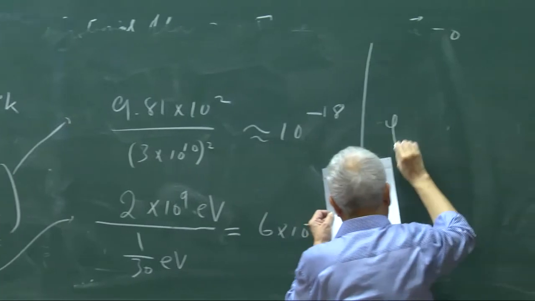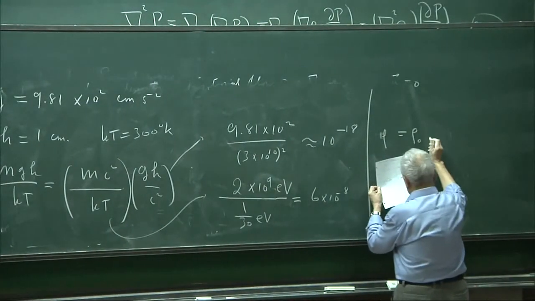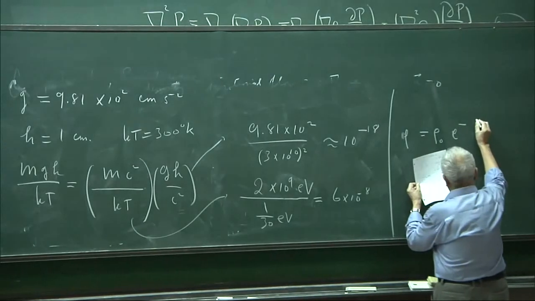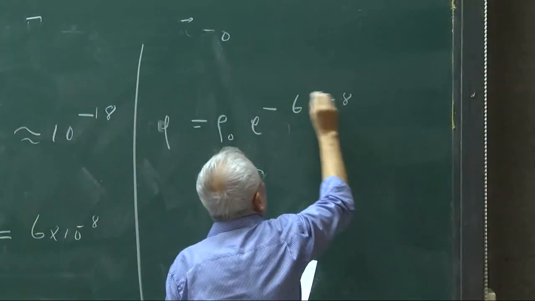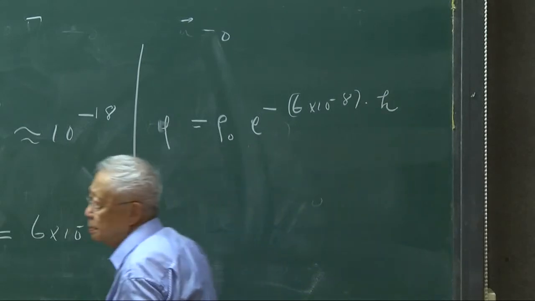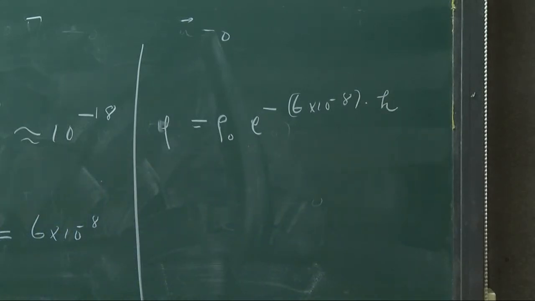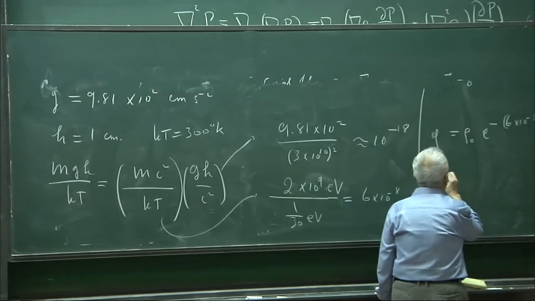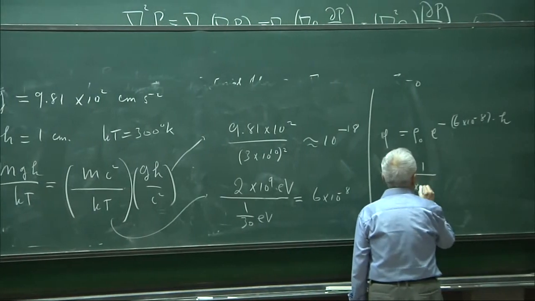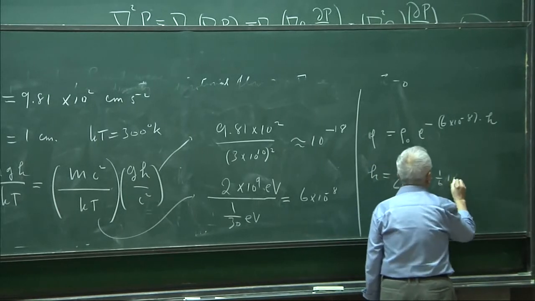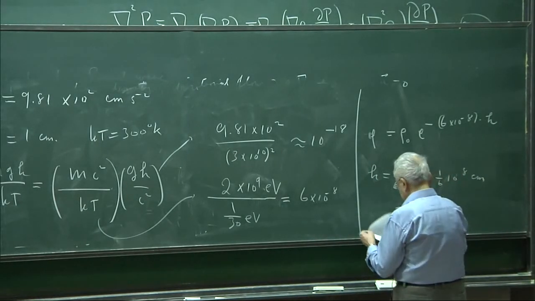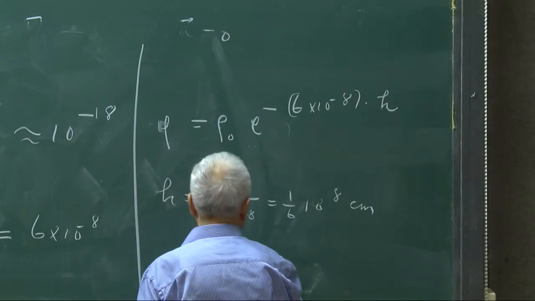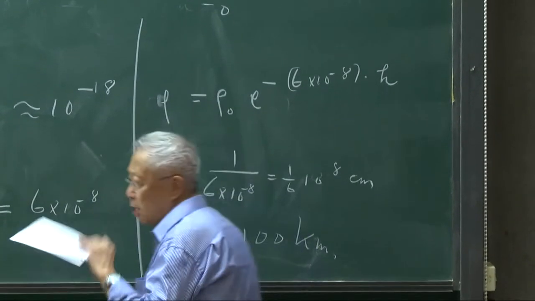And then rho is equal to rho 0 times e to the minus 6 times 10 to the minus 8 times h, in centimeters. Now we take 1 centimeter, that's very small. So we take 1 centimeter, detect how hard it changes. How far do you have to go before it changes appreciably? For the density to go to 1 over e of this value, h has to be equal to 1 over 6 times 10 to the minus 8, or 1/6 times 10 to the 8 centimeters. And that is about 100 kilometers. Well, atmospheric height, isn't that right?